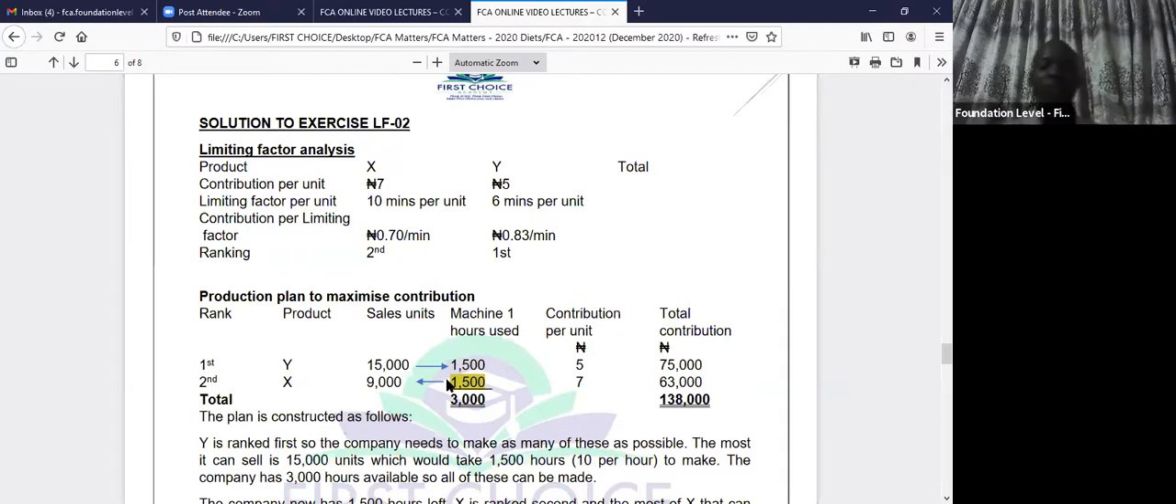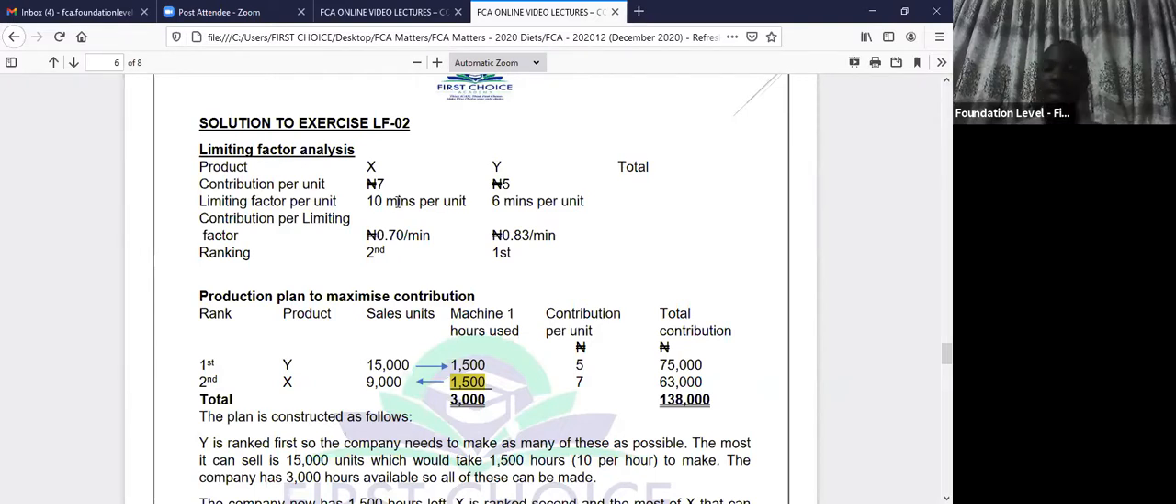So can you see the arrow going backward? In product Y, the arrow was moving forward. We move from left to right. But when you have reached the limiting factor where there is shortage, you go from right to left. So it means that if we have 1,500 hours remaining for product X, how many units are we going to make if we take 10 minutes per unit? So what do we do?